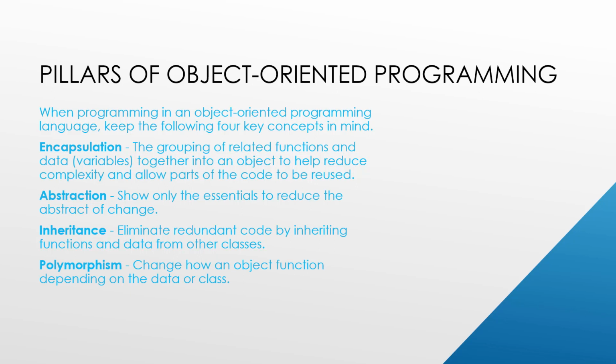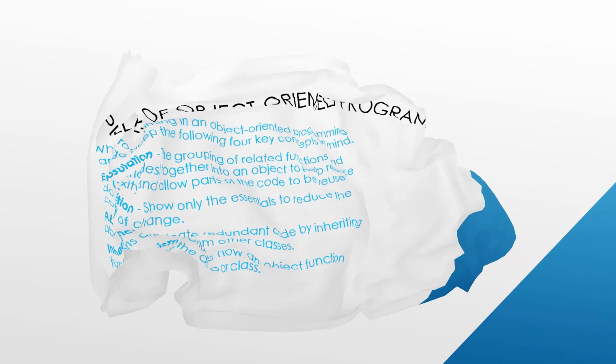So what is polymorphism? Change how an object functions depending on the data or class, right? So polymorphism means the same type, same name, but different implementation. Like we have the method sum. Using that method, we can sum two variables. We can sum 2 values, we can sum 3 values like that, but the method name will be the same, right? Like sum. We will pass 2 arguments or 3 arguments like that. We will see it in a later video.